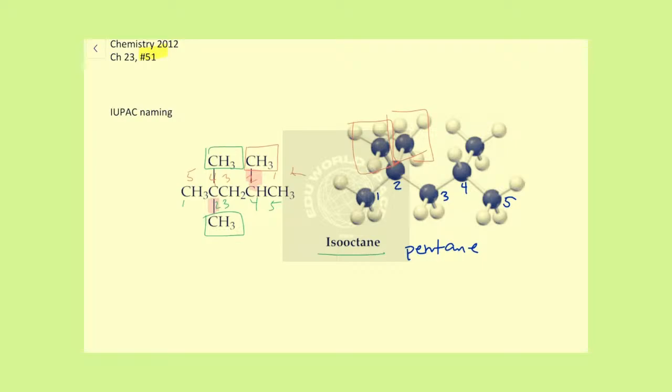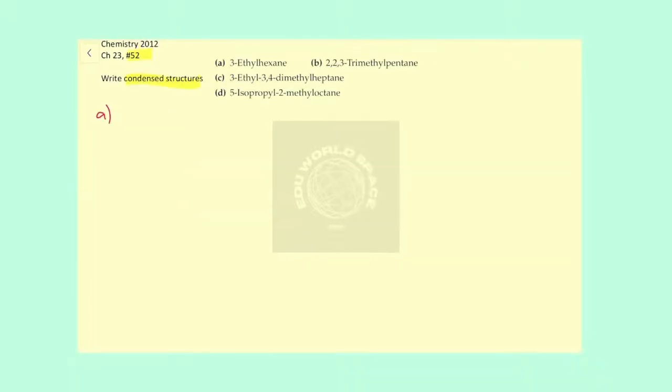All right, so problem 52, we are writing condensed structures. Okay, so let's just go for it. Part A says we have 3 ethyl hexane. So hexane means we have 6 carbons in our molecule, right? So 1, 2, 3, 4, 5, 6. And then 3 ethyl here means we got an ethyl group on our 3rd carbon. So this would be my 3rd carbon, and I'll go ahead and add CH2, CH3. So that's your ethyl group.